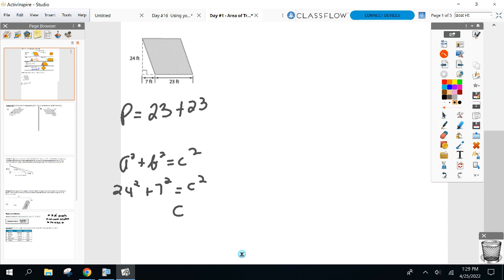So what do we end up with? C equals, what do you guys have, 25? So those are my missing values in the parallelogram sides for the perimeter. 50 and 46 give me 96. Any issues?